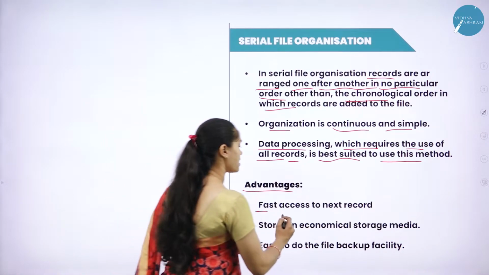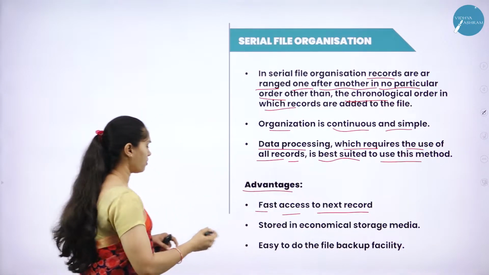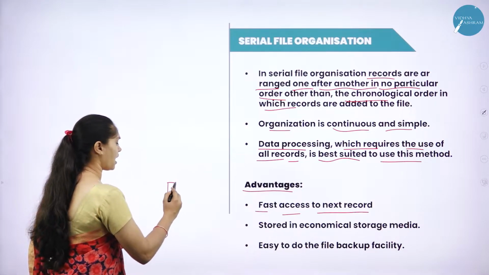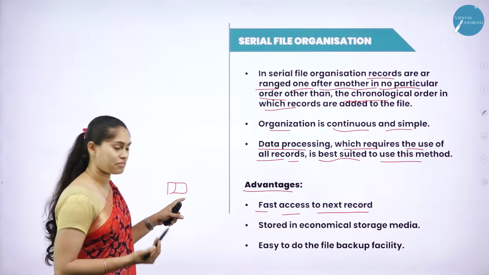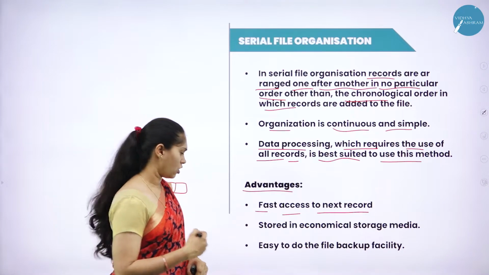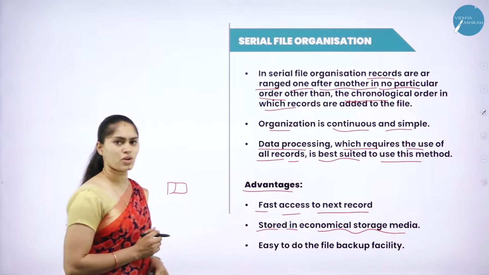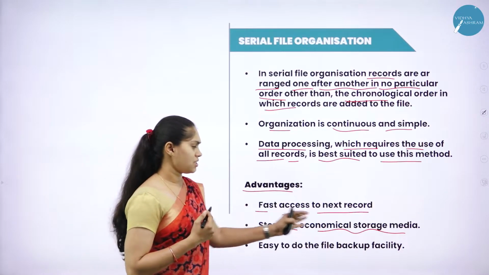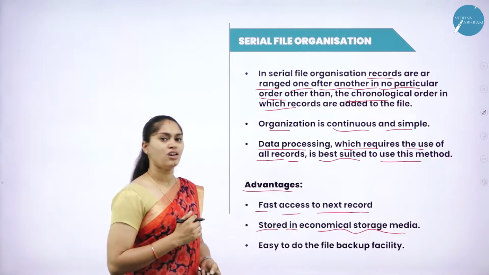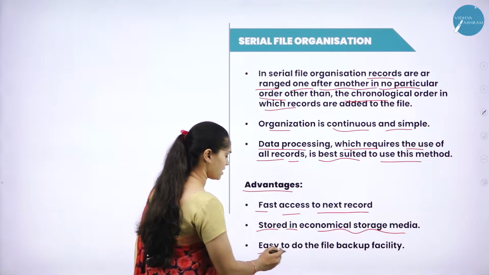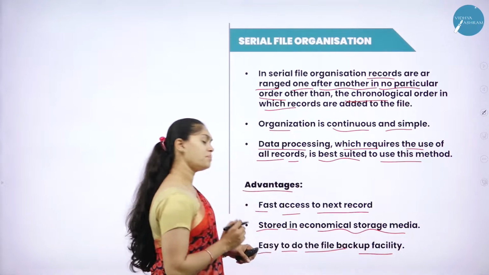That is fast access to the next record. So if I'm done with the first record, I can directly go to the next record. So there is faster access to the next record, and it is also stored in economical storage media. So it is not so expensive to store this serial arrangement of a file or record, and also it is easy to do file backup.